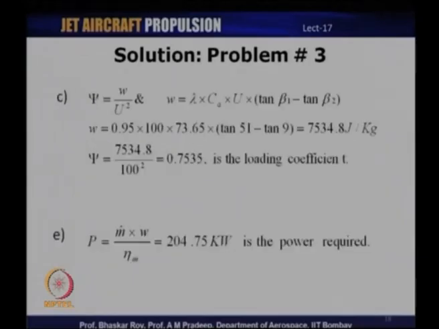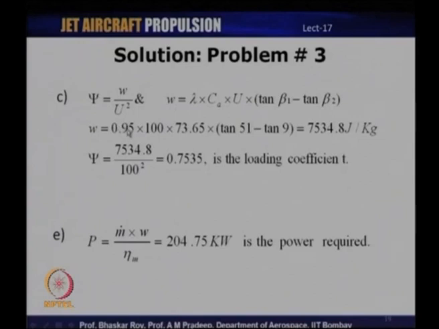So, the third part of the question is to find out the blade loading coefficient, which is the work done divided by u square, and we can find out work done based on our equation we had seen earlier, that is u times delta C W multiplied by the work done factor, that is lambda. So, work done per stage is lambda times C A into u into tan beta 1 minus tan beta 2, which is basically u into delta C W.